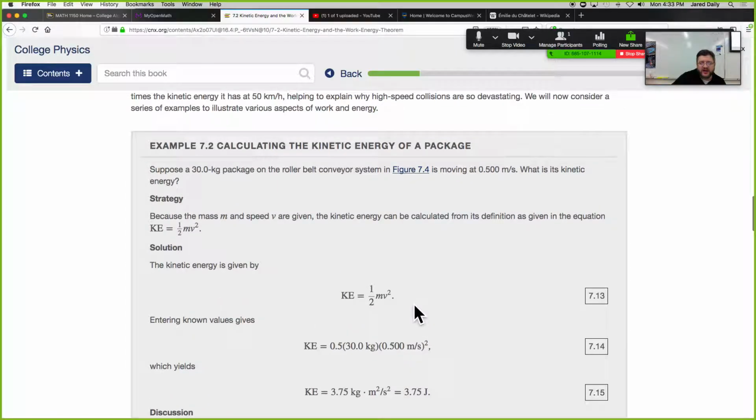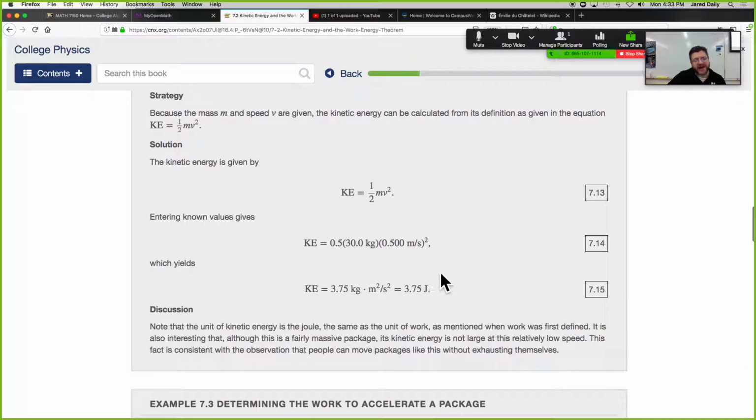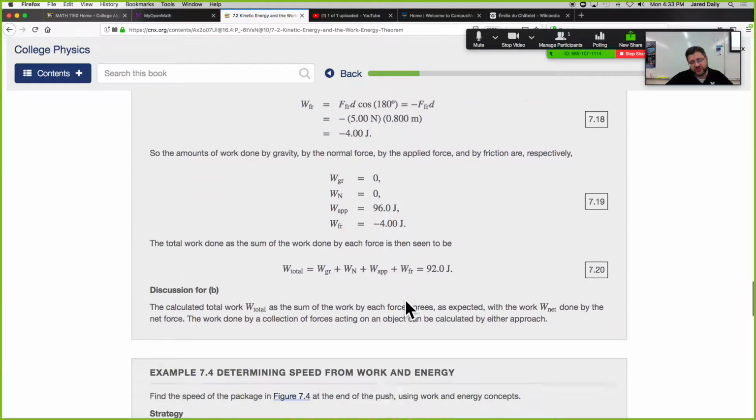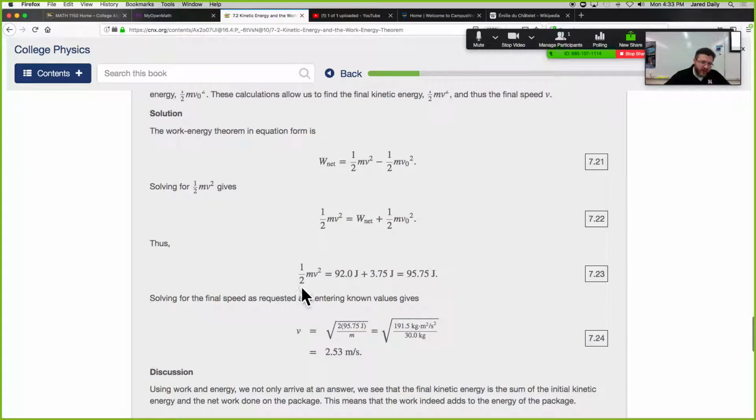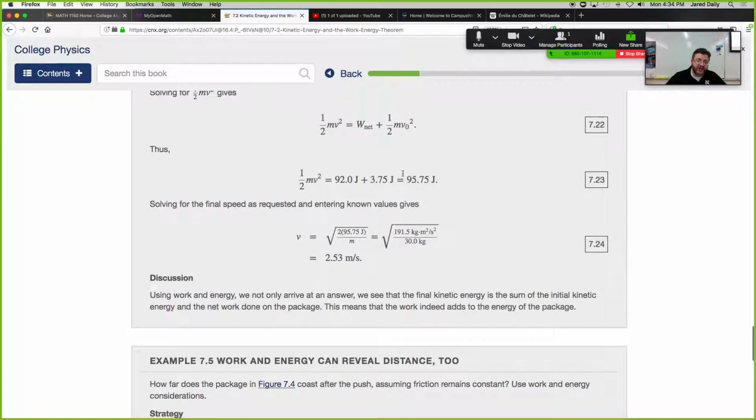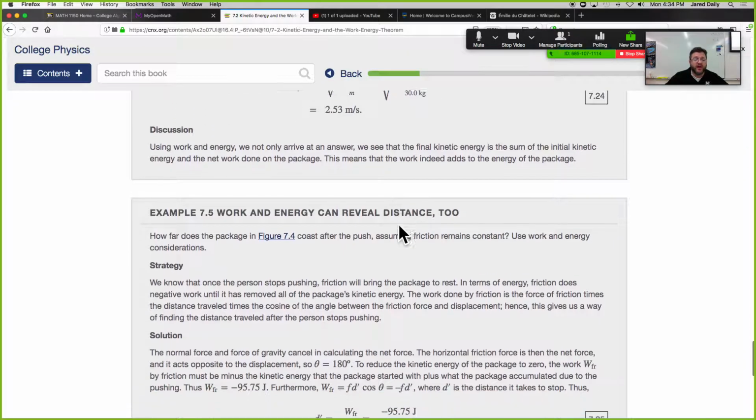In this one, we were calculating the kinetic energy of the package when it's at 0.5 meters per second. This is the kinetic energy of the package right here, 1/2 mv squared final, after it's been pushed. So 95.75 is the kinetic energy of the package. And we want to find out how far it's going to go if we take all of that kinetic energy and remove it from the package through friction.